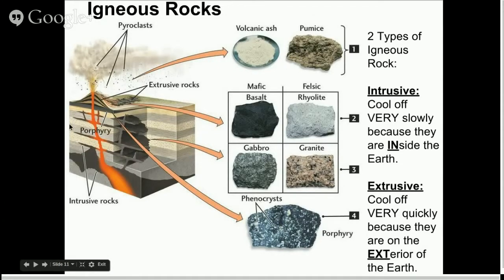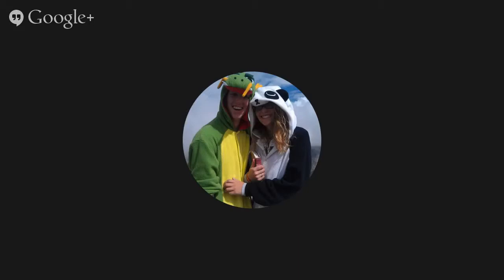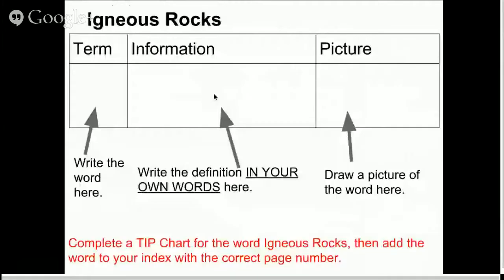If you get magma or liquid rock that's underneath the ground, it cools off really slowly, and you get intrusive igneous rocks because they form inside the Earth. Complete a tip chart for the word deposit. Okay.